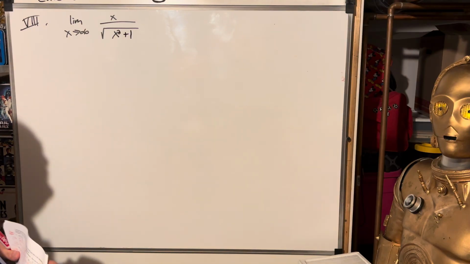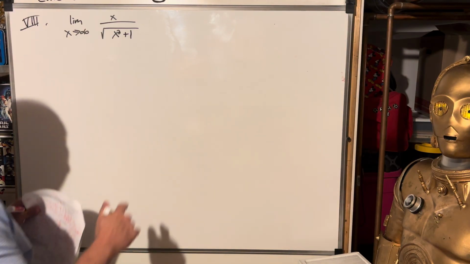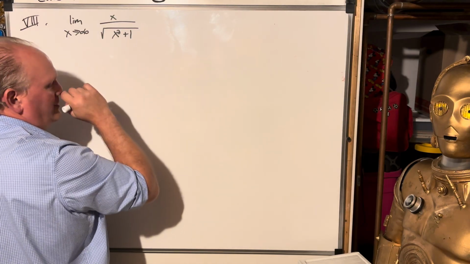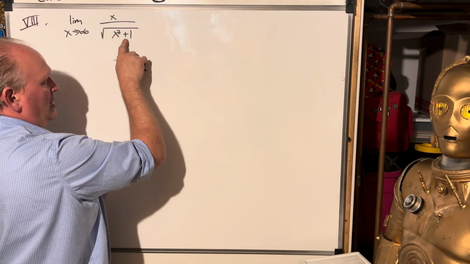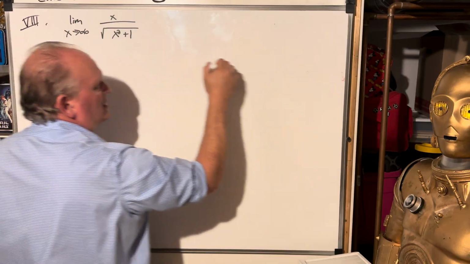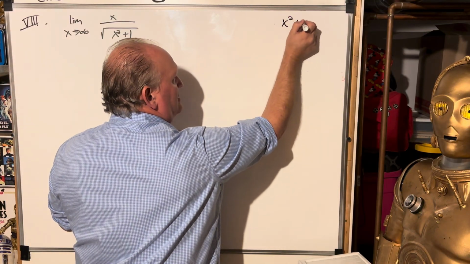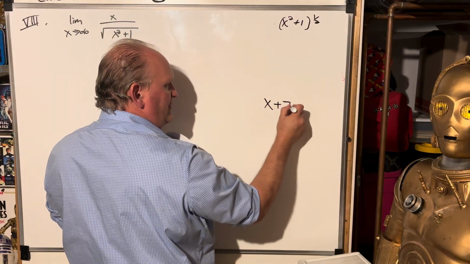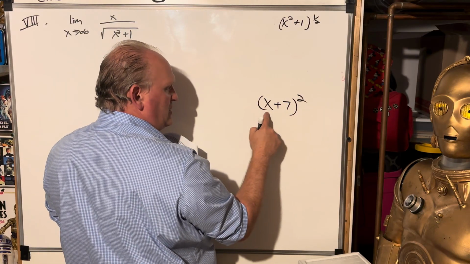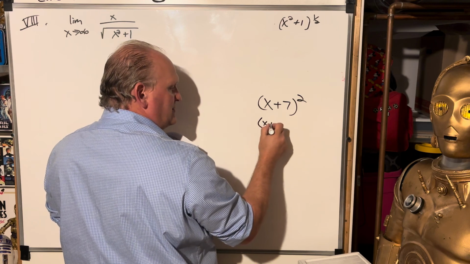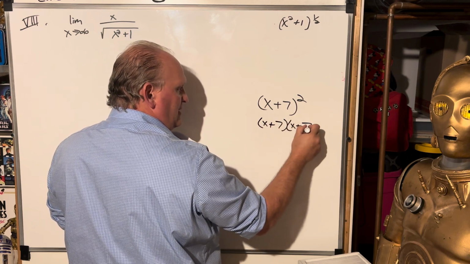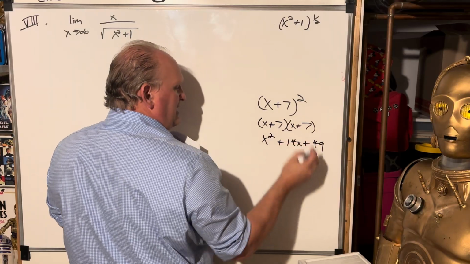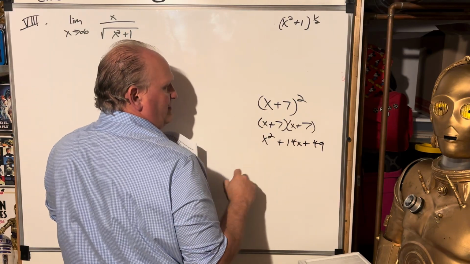So this is a little tricky because we can't distribute this. We can't say that's just the square root of x squared plus the square root of 1. You can't distribute a square root over a plus or a minus. Remember, this is just that. In the same way that when I had x plus 7 squared, I couldn't say that's x squared plus 49. It's x plus 7 times x plus 7, and so it's x squared plus 14x plus 49. You cannot distribute a power over a plus or a minus.